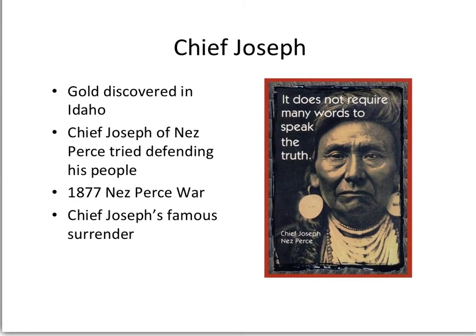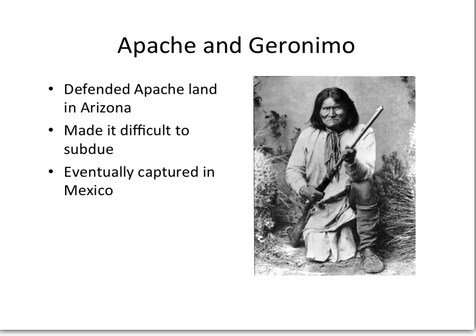Then one of the other people that was dealing with all this was in the Idaho area, where gold was discovered. Chief Joseph of the Nez Perce tried defending his people, but was not able to. In 1877 there was the Nez Perce War, and eventually Chief Joseph surrendered. There's a very famous speech that we'll take a look at in class. One of the people that was really difficult to control was the Apache leader, Geronimo. He had defended the Apache land in Arizona, and eventually was captured in Mexico by the United States Army.